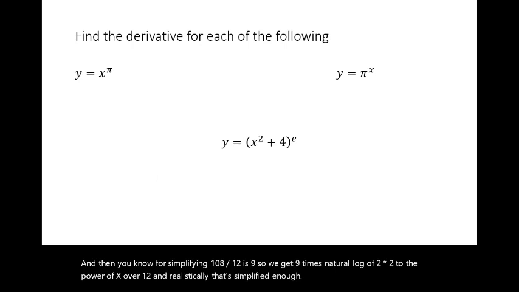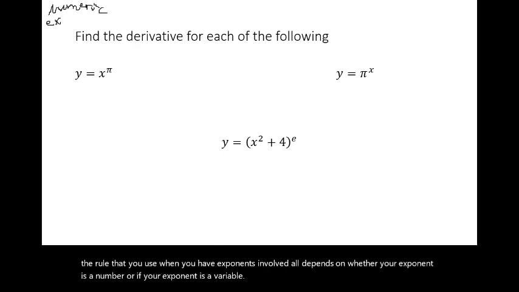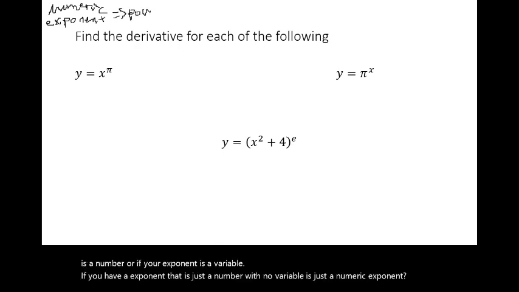Now, I do want to point out, before we get into this next slide, that the rule that you use when you have exponents involved all depends on whether your exponent is a number or if your exponent is a variable. If you have an exponent that is just a number with no variable, it's just a numeric exponent. Numeric exponents are going to use the power rule. So when your exponent is just a number, you're going to move down the power and decrease the power by 1.